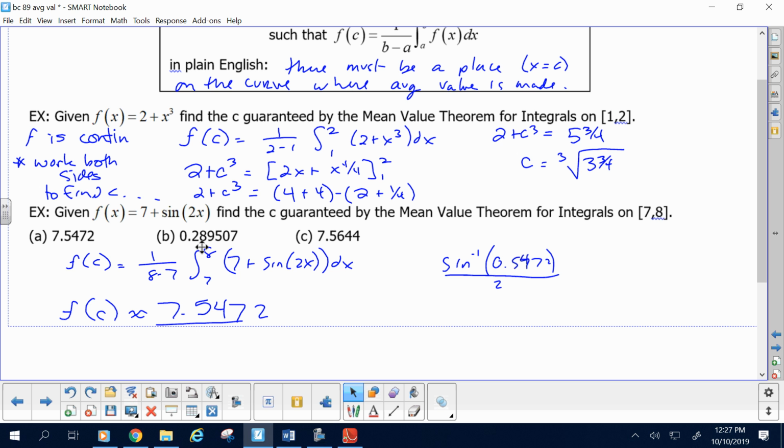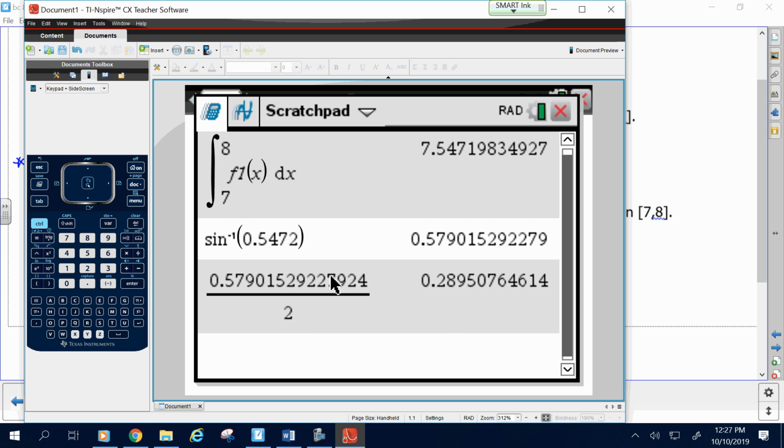The calculator is programmed to give arc sine answers from negative pi over 2 to pi over 2. It's not going to find an angle from 7 to 8. You need to know how to find the angle from 7 to 8. So you could either add a bunch of periods, which would be gross, or you could use your calculator a little more wisely. What's another way to do this?